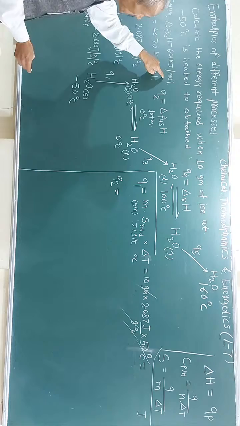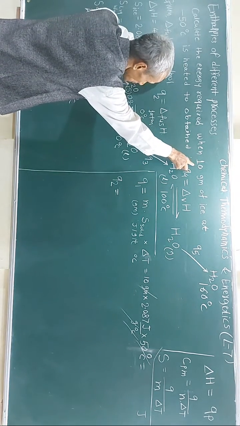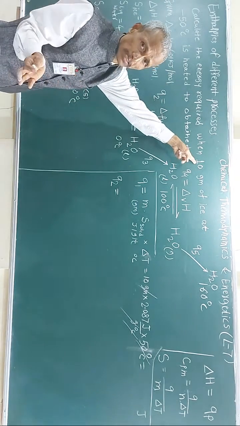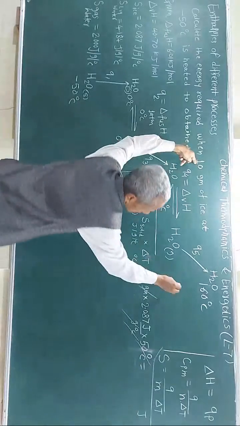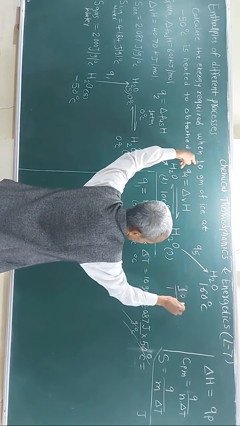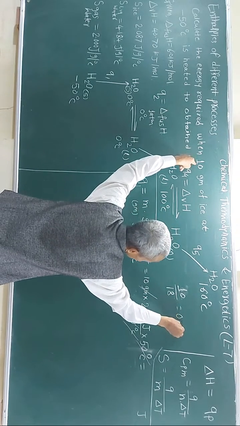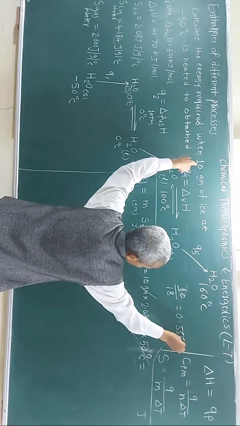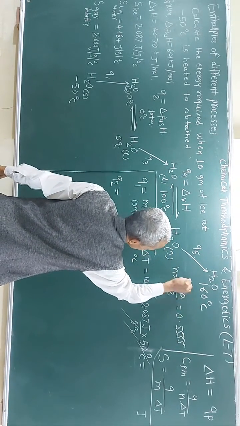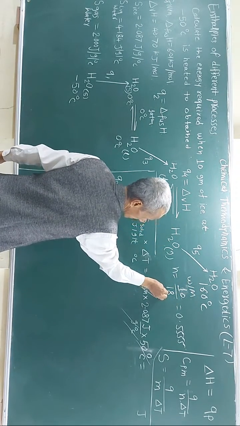It is given per mole. We would like to calculate for 10 grams. So either this 10 grams is converted into moles. How? 10 divided by 18. For the water, it is 0.555. So number of moles is equal to W upon M, the given mass upon the molar mass of H2O.